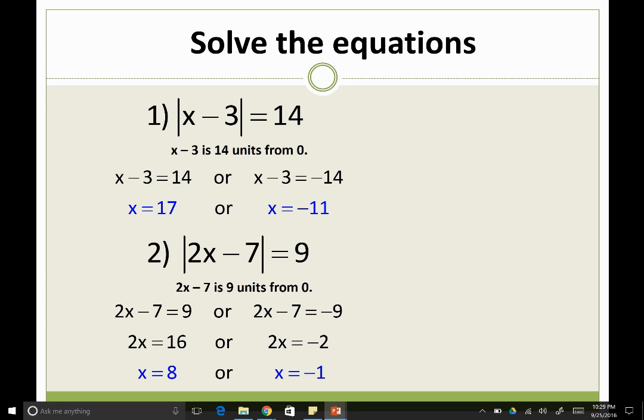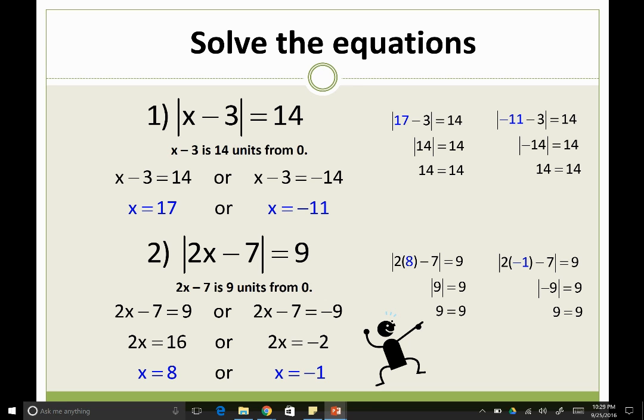But again, we'll repeat what we said before. How do we know that those are actually the solutions of the equation? Well, we can plug them back in. So you can see on the right here, I did the work to plug back in 17 and negative 11 and 8 and negative 1 and simplified. When I did that, you can see that I ended up with equations that are true, telling me that 17 and negative 11 in number 1 and 8 and negative 1 in number 2 are the correct solutions for those equations.